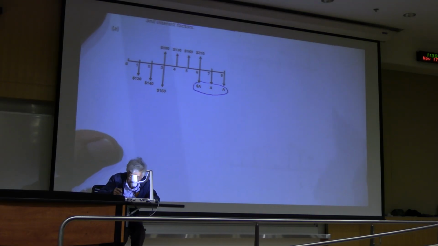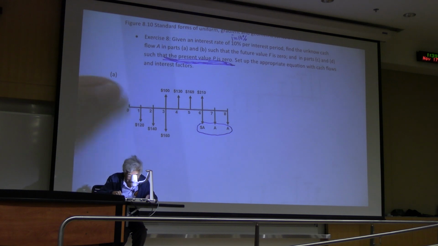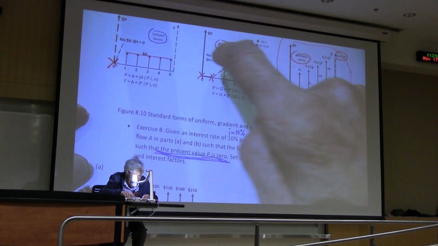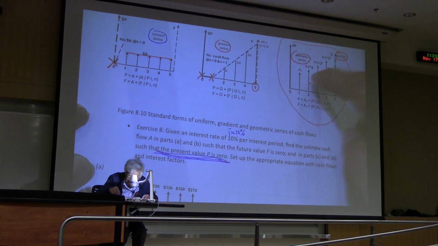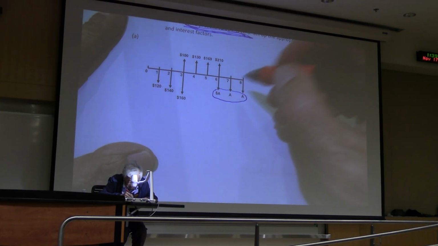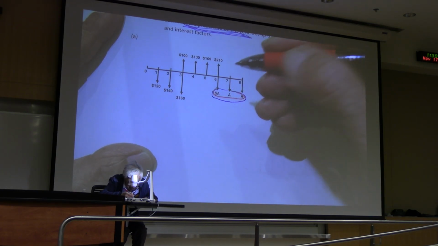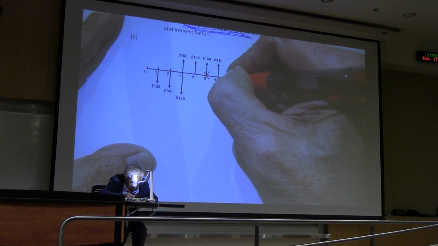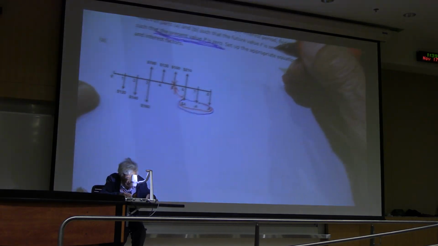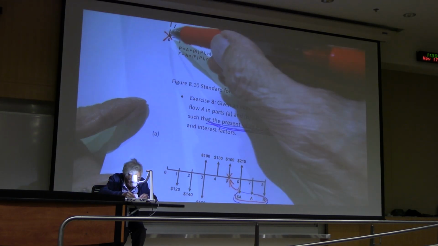How do we do this? You need to learn the standard form of cash flow series. Let's look at this. This 3A uniform series, their present time is 1 interest period before.